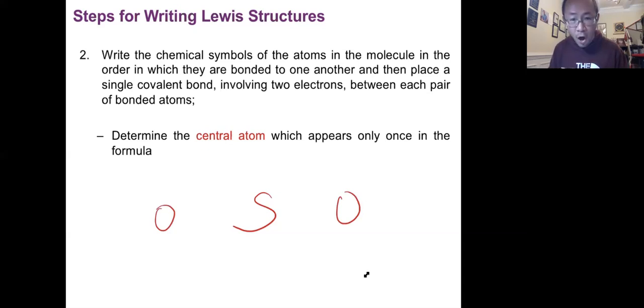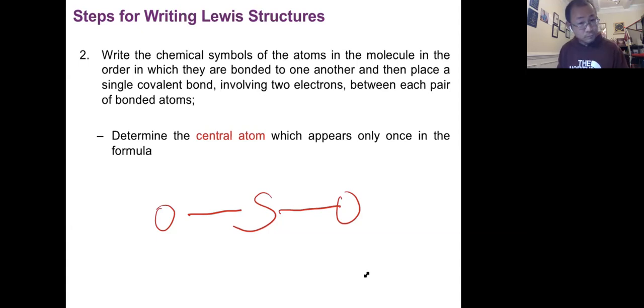And we bond the central atom and the surrounding ones with a single covalent bond. And this is called the skeletal of the molecule. This is basically what step 2 asks you to do.